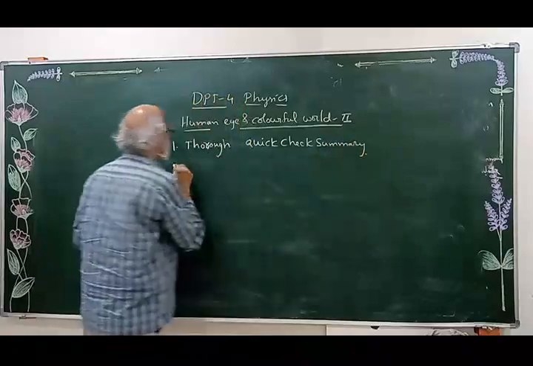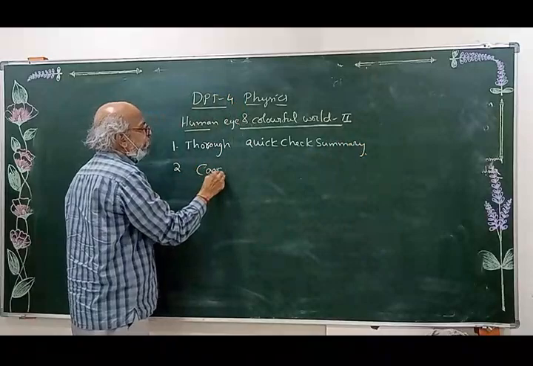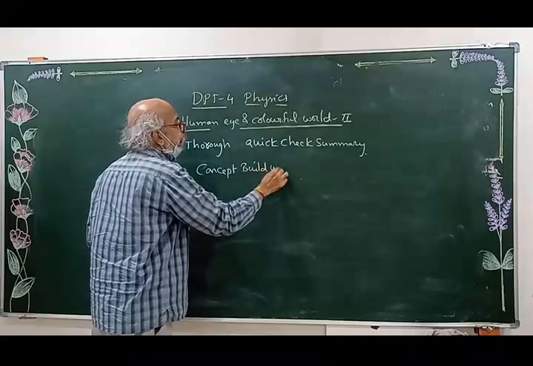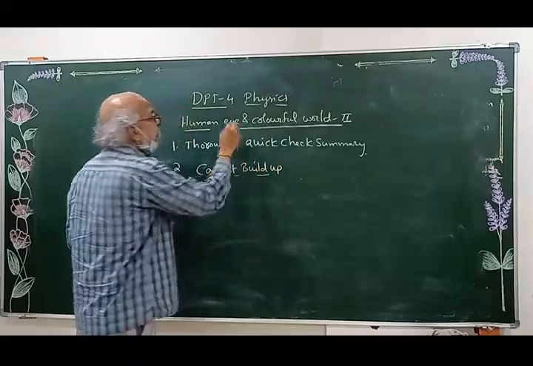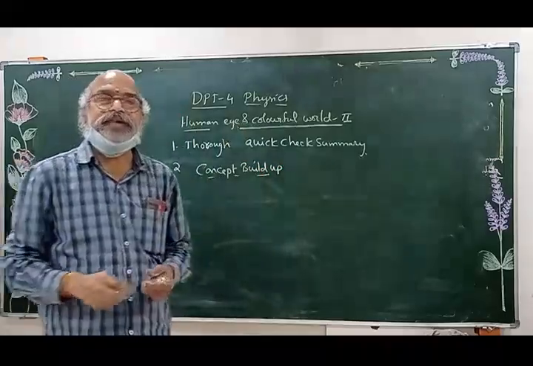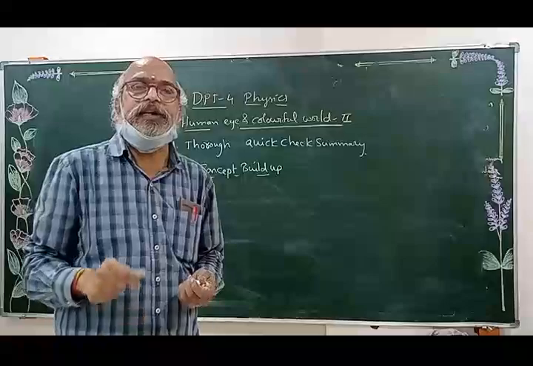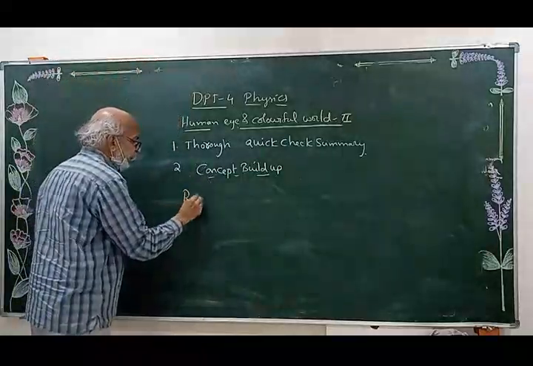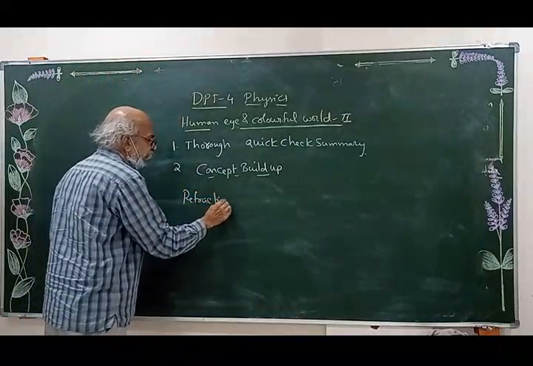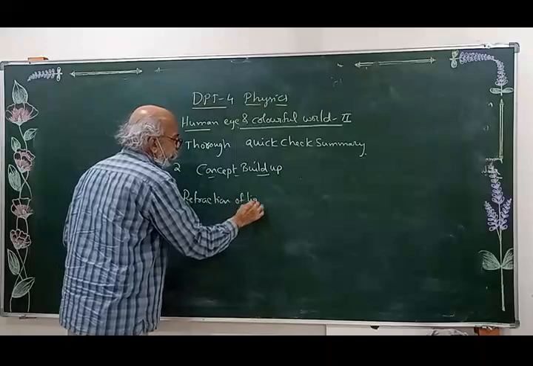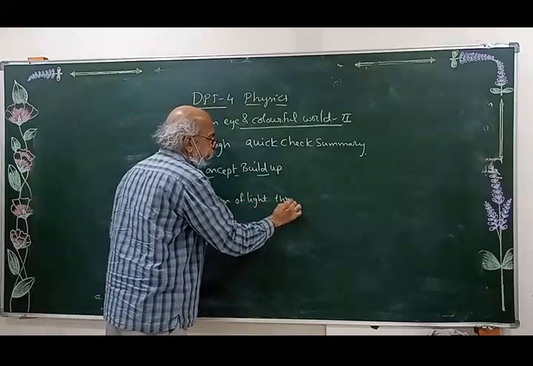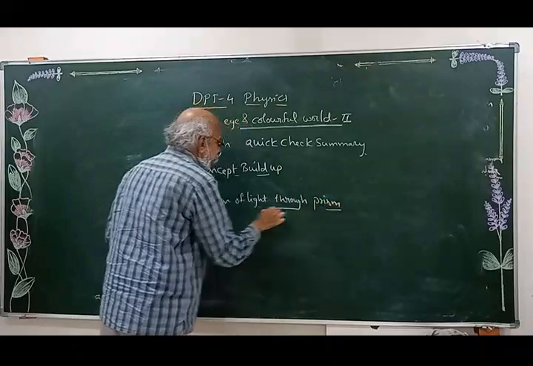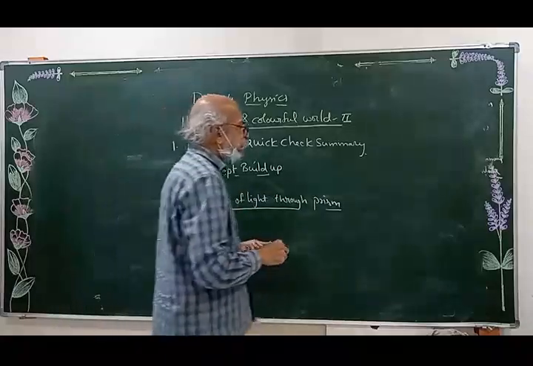Next, you concentrate on briefing of the topic. Concept build-up. Concept build-up is very, very important. So here in this lesson, second part of the human eye, concentrate on refraction of light through the prism. So how does it happen? Refraction of light through prism. So please conduct the experiment, a very, very important experiment.